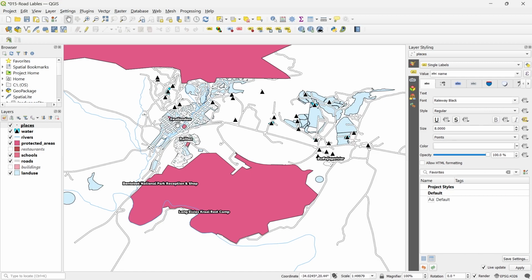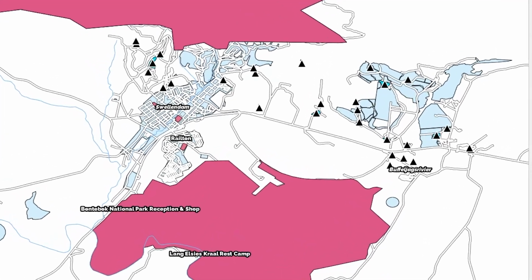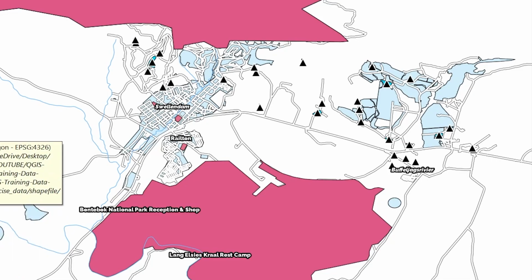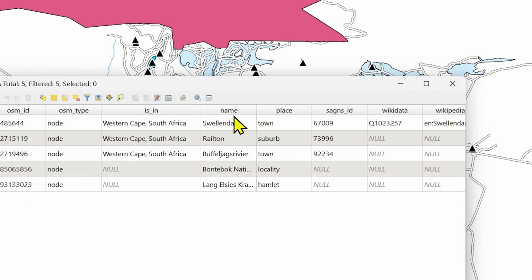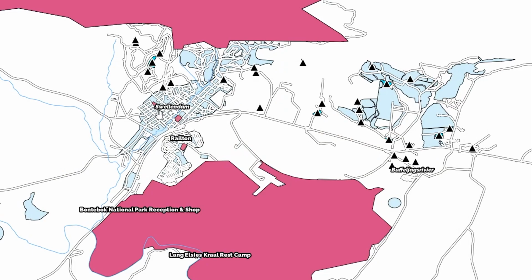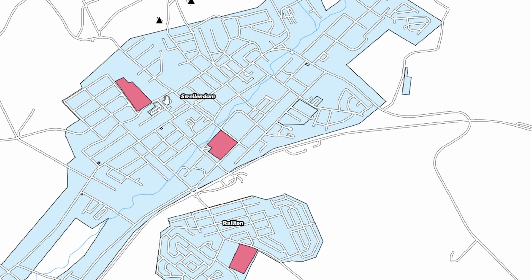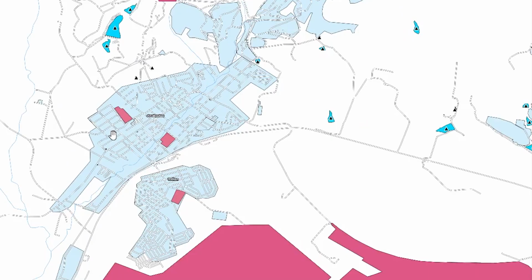So all the town areas, which were the town areas? Let me open the attribute table again for the places, right? I can F6. So Swellendam and this one, these two were the town areas, right? So if now you go back to the map and see the areas, the town areas are actually in italic, right? You can see the difference. So this is regular and this becomes italic automatically.